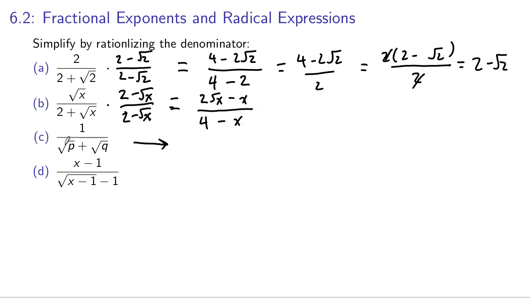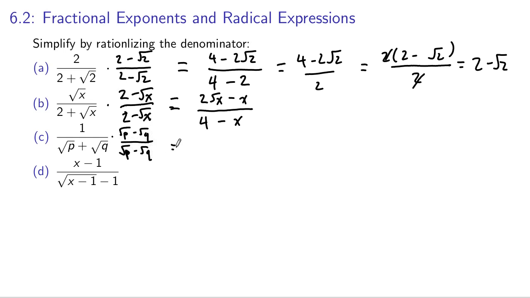Here we have a radical, we have a square root of p and a square root of q, but we'll get rid of both of them by rationalizing the denominator. So let's multiply by the conjugate, square root of p minus the square root of q over the square root of p minus the square root of q.